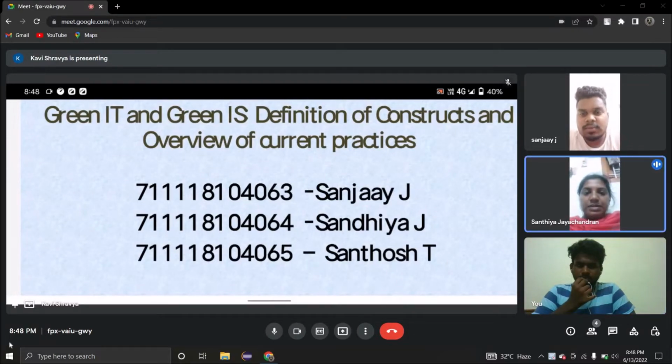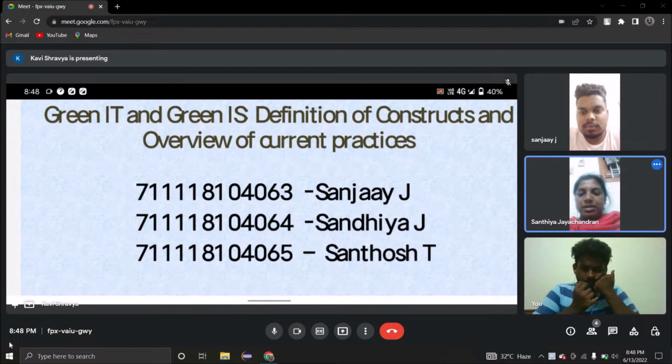Good evening to one and all present here. We are going to explain the case study, which is Green IT and Green IS: definition of constructs and overview of current practice. Our team members are Sanjay, Sandhya, and Santosh.